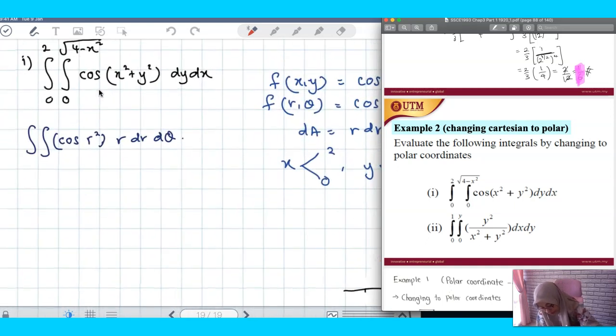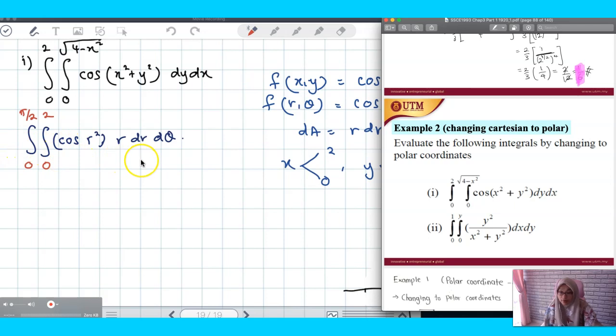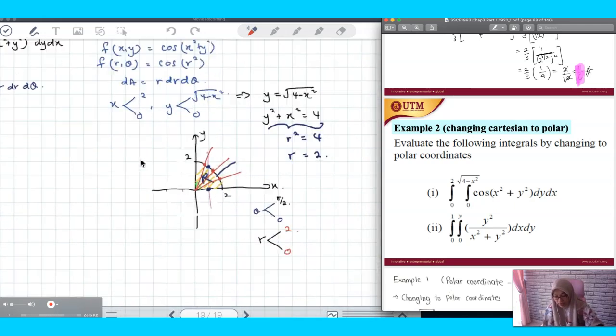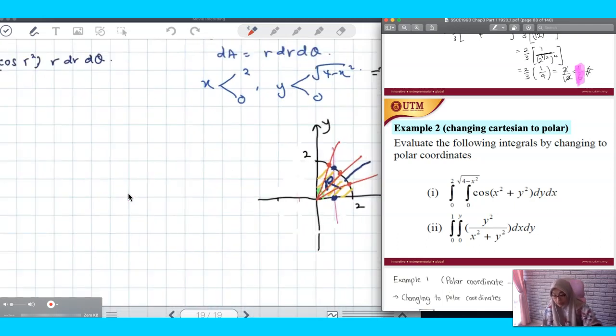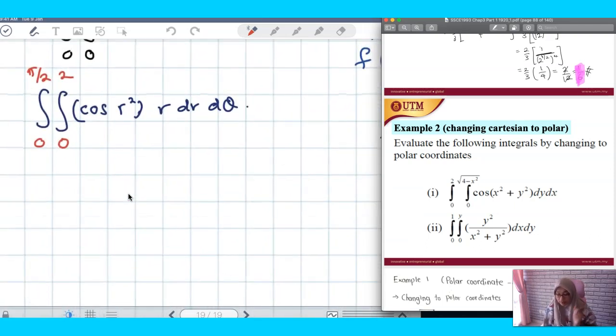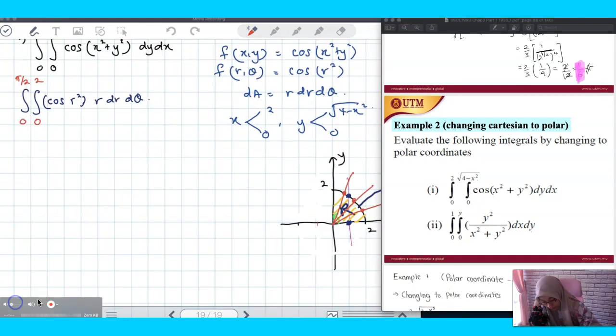So theta 0 to pi over 2 and r 0 to 2. As you can see here, all the limits are constant. Why? Because we have the region where it is part of the circle centered at the origin. So that's why our limits r and theta are constant. So now it's time for us to evaluate.